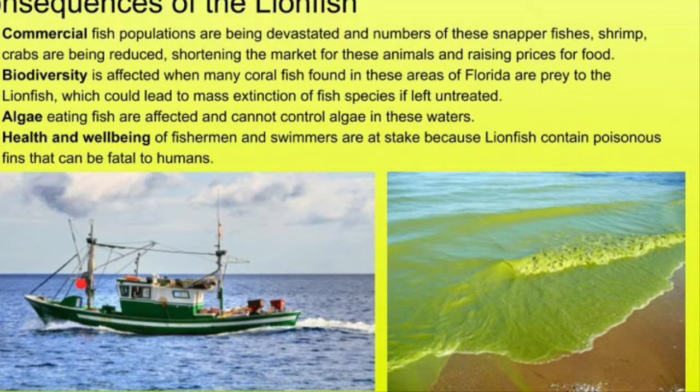Biodiversity is affected when many coral fish in these areas of Florida become prey to the lionfish, which could lead to mass extinction of fish species if left untreated. Algae-eating fish are affected and cannot control algae in these waters. The health and well-being of fishermen and swimmers are at stake because lionfish contain poisonous fins that can be fatal to humans.